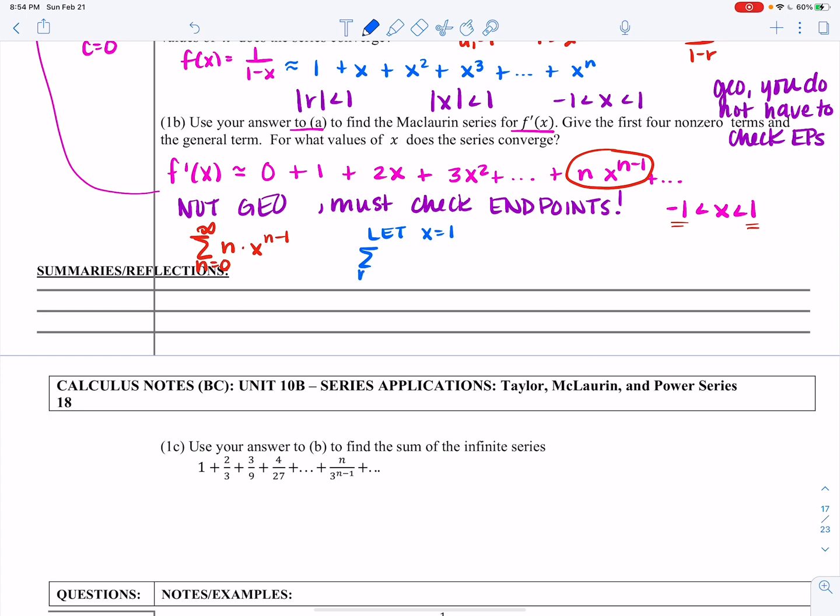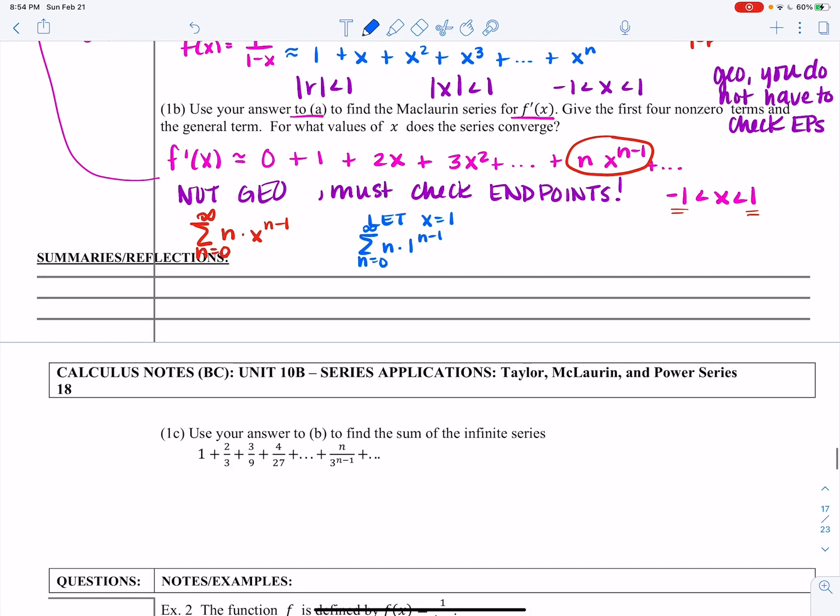If I let x equal 1, my series becomes n times 1 to the n minus 1. Well, that's actually not that exciting, because basically you are going to have nth term divergence: the limit as n approaches infinity of n times 1 to the n minus 1 is just going to keep getting bigger and bigger. And that's not 0. So this thing diverges by the nth term test.